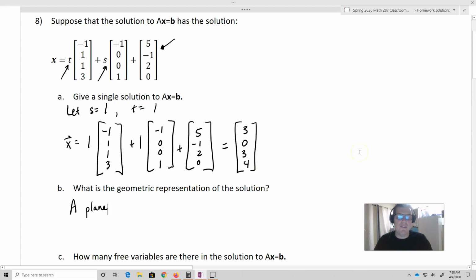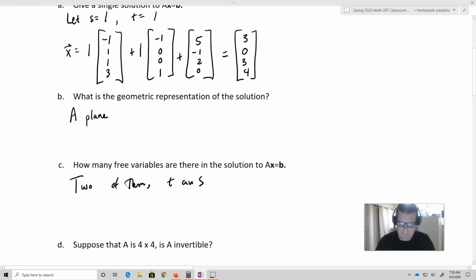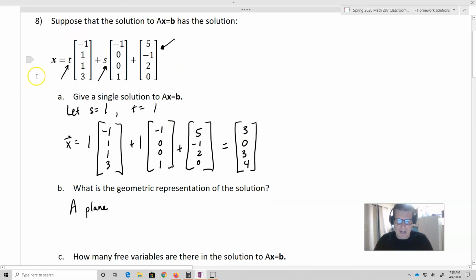Okay, now how many free variables are there in the solution to Ax = b? Two of them, t and s. Okay, great. That's it. Now, suppose that A is 4 by 4 and invertible, and then we want to think about an explanation for this as well. So let's suppose that we have this solution right here to Ax = b. It has two free variables, all right?